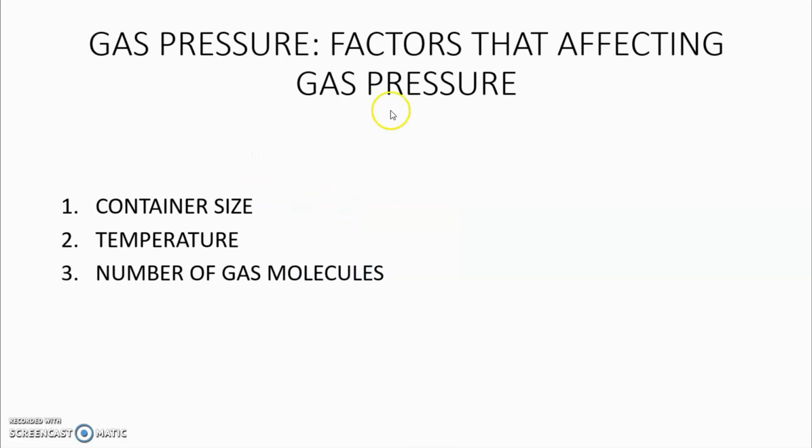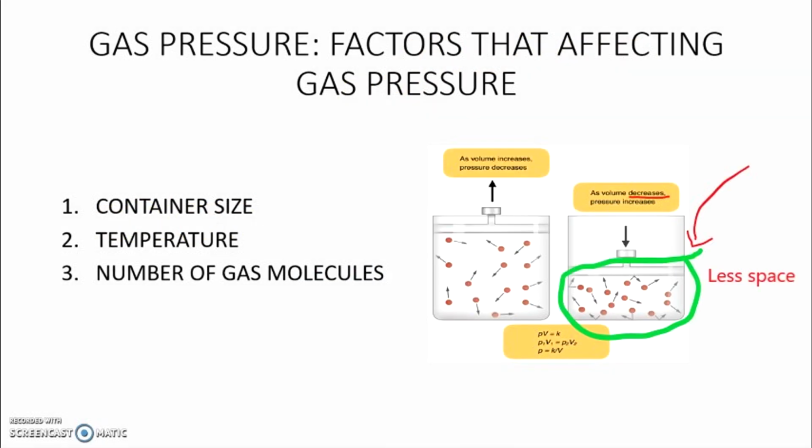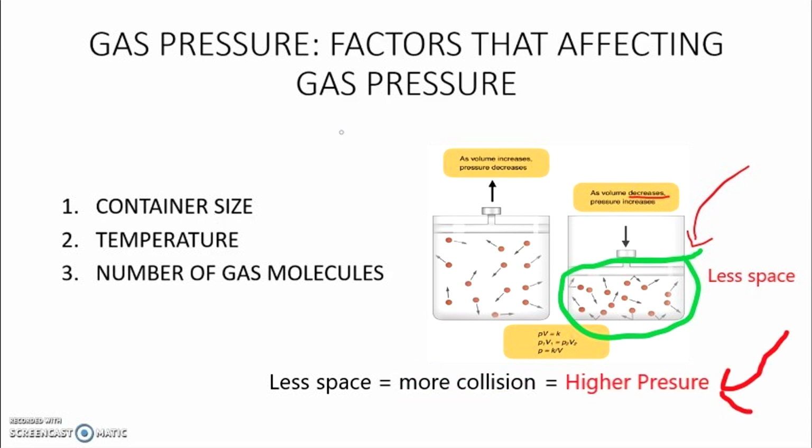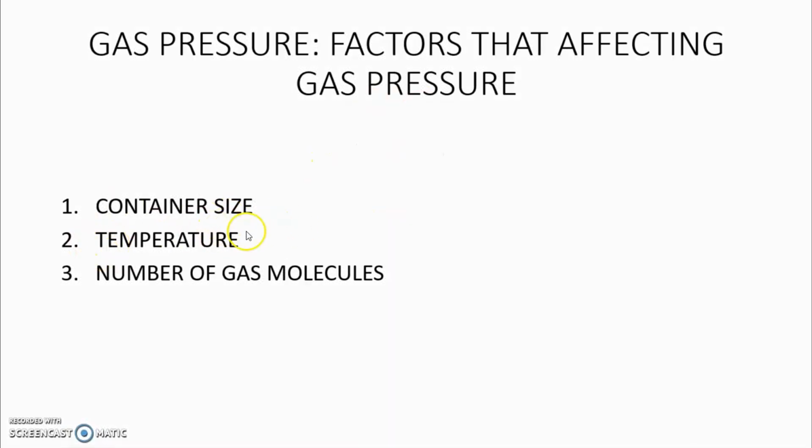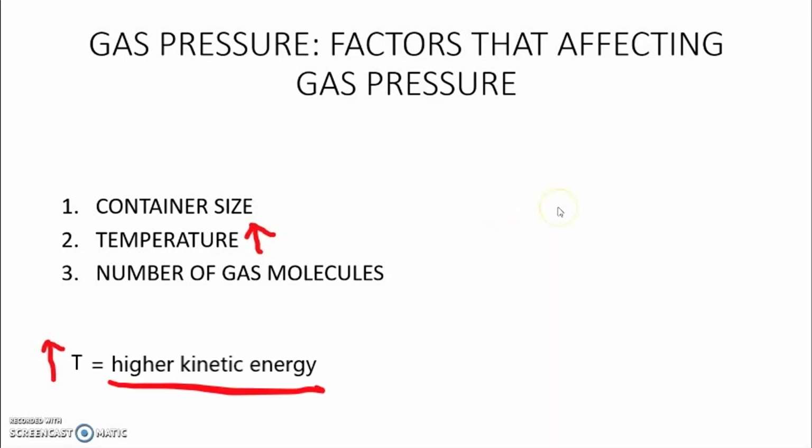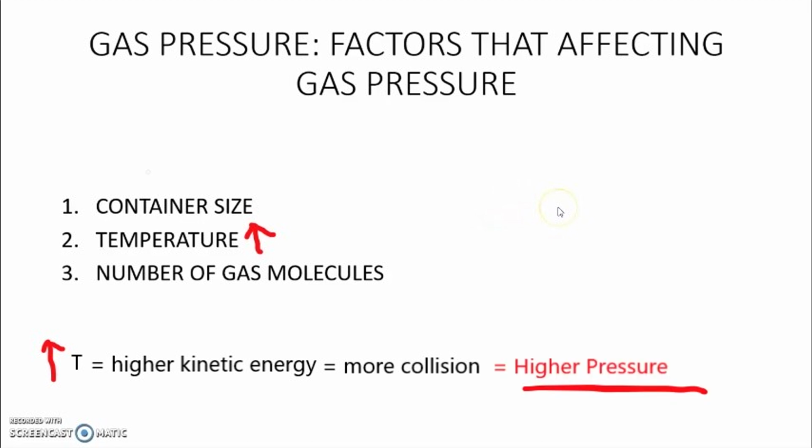There are three factors that can affect the gas pressure. First, container size. The smaller the container size, the more frequently molecules will hit the container. Thus, higher pressure is created. Secondly, temperature. Energy can be supplied to the molecules through temperature. The higher the temperature, the more energy molecules gain. Thus, more frequent collisions of molecules with the container. Therefore, the higher the pressure.